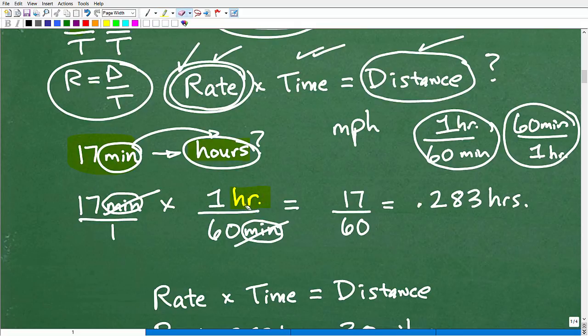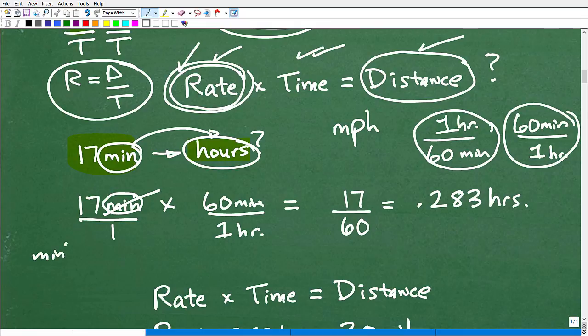Let's reverse this for a second. If I had it this way, 60 minutes over 1 hour, guess what? I would have minutes times minutes, minutes squared over an hour. That's not going to help me out. So you need to know how to work with units of measure and convert units of measure. Very, very important. There are a lot of moving parts in this problem, but nothing that we can't handle. We're just going to take it one step at a time.